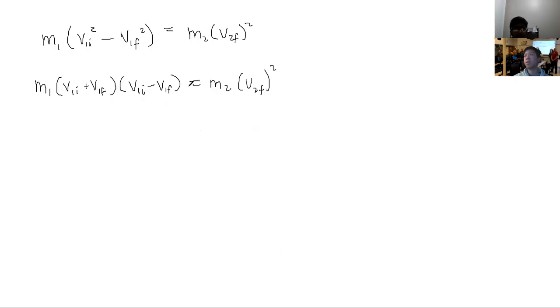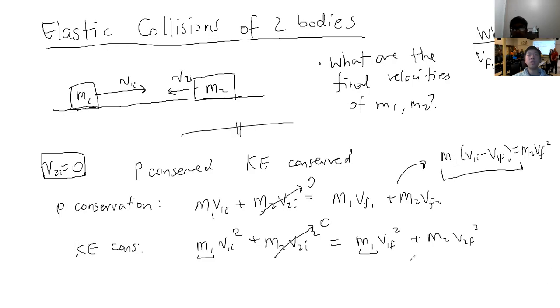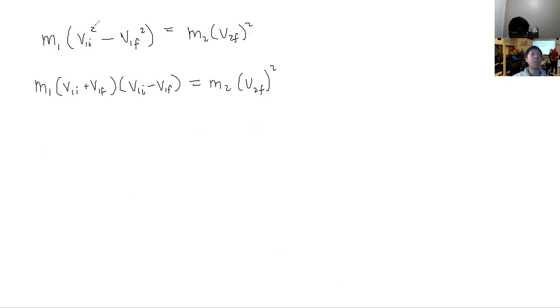Let me backtrack a little bit. What we did was I moved this term over here, and we subtracted M1 V1F squared from both sides, which is how we get M1 V1I squared minus M1 V1F squared. And then I factor out the F. The right side still stays the same. Got it? Okay, cool.